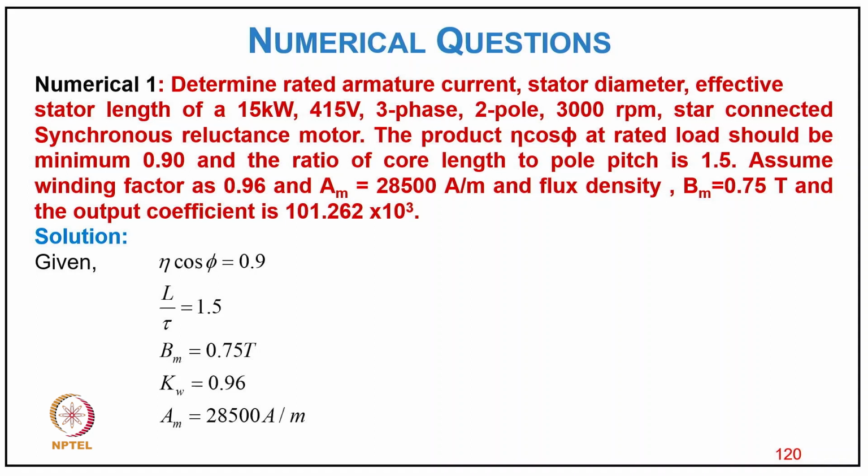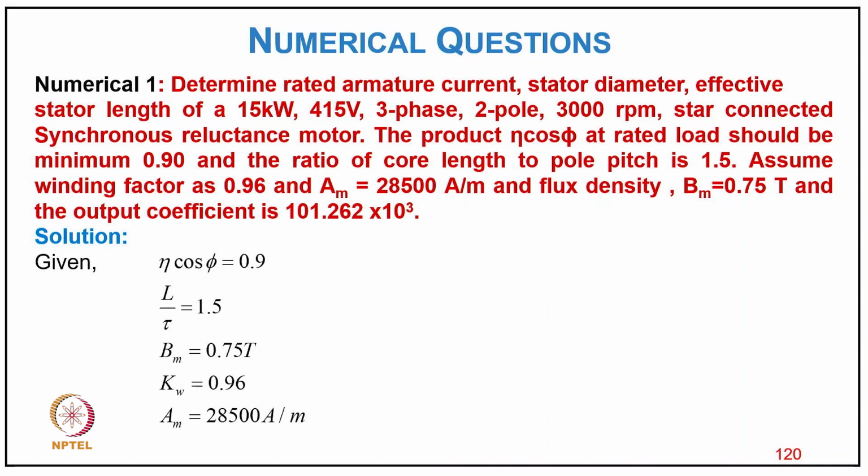Numerical 1: determine the rated armature current, stator diameter and effective stator length of a 15 kilowatt, 3-phase, 2-pole, 3000 rpm, star connected synchronous reluctance motor. The product eta cos phi at the rated load should be 0.9 and the ratio of pole length to pole pitch is 1.5. Assume winding factor 0.96, Am equal to 28,500 ampere per meter, flux density Bm equal to 0.75 Tesla, and output coefficient 101.262 into 10 power minus 3.